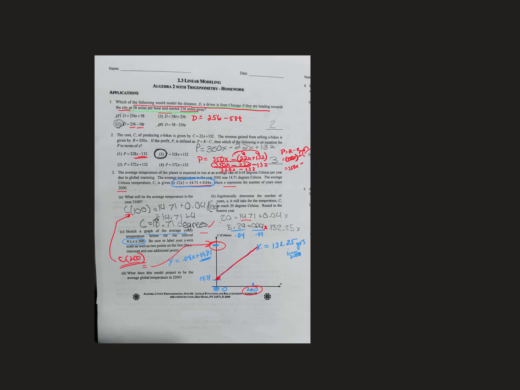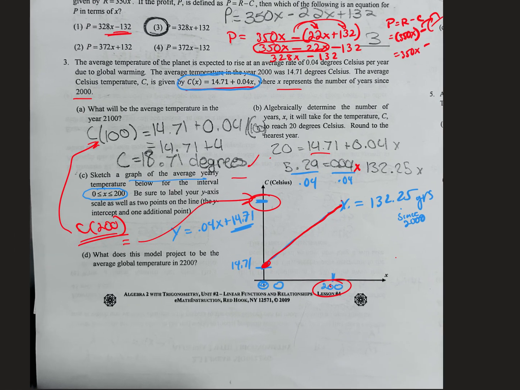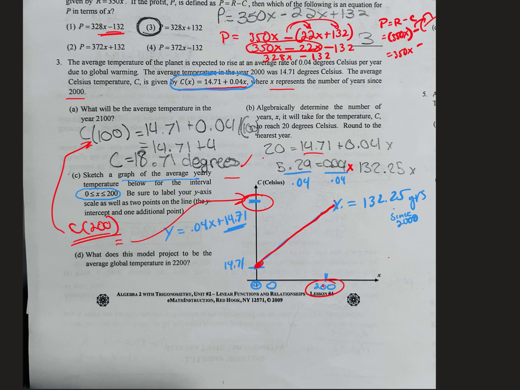All righty, I think that'll get you through it. This took a little too much explaining maybe. Oh, what does this model project to be the average global temperature in 2200? So in 2200, that's this value that you're finding right there, because that would be 200 years after 2000.